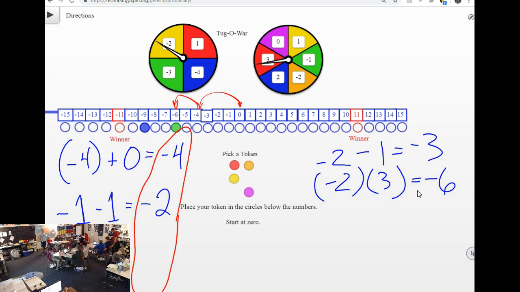Yeah, you could have 0 minus negative 2. Because you can actually change the order. We didn't say you had to keep them in the order, first number, second number.